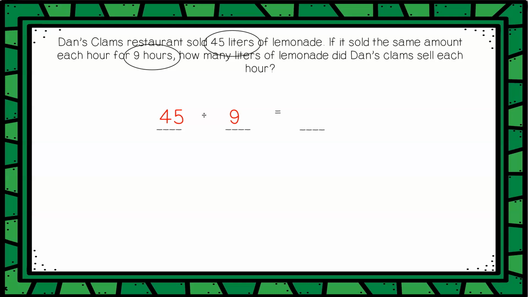So now we need to do 45 divided by 9. You can use the strategy that works best for you to solve. You could use skip counting, drawing equal groups, drawing an array. You choose. Take a little bit of time to solve on your own.